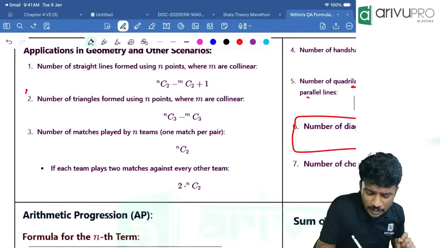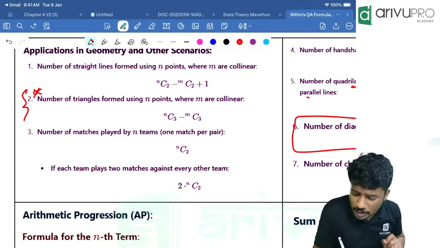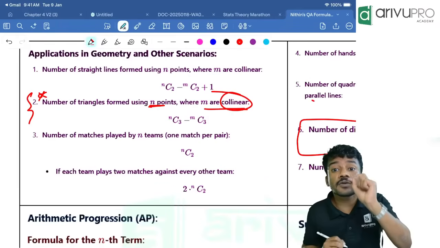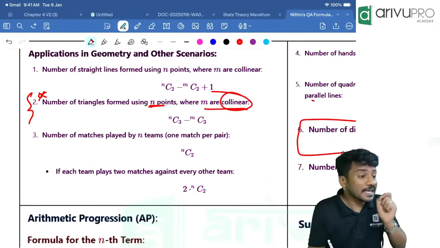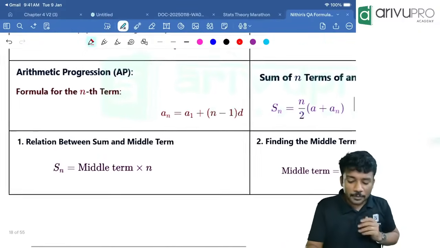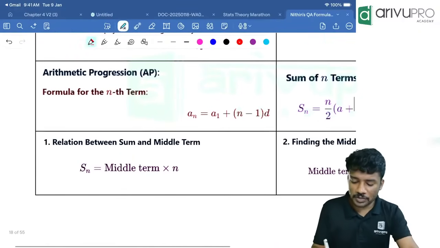Then the number of triangles, that also you can keep a note. That is using n points where m are collinear. What do you mean by collinear? They are on the same line. How is it done? nC3 minus mC3. Remember this. Coming to the next one, arithmetic progression.